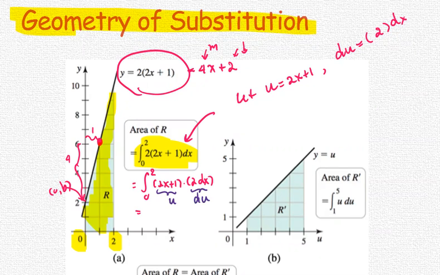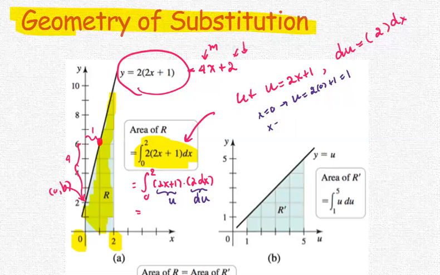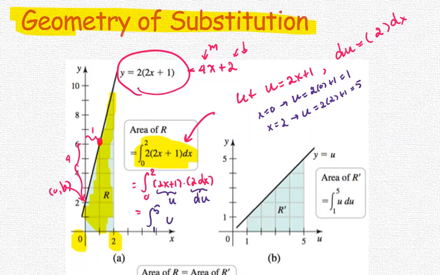Again, lower limit and upper limit, 0 and 2, are x values. That means for x equals 0, u is 2 times 0 plus 1, which is 1. For x equals 2, u is 2 times 2 plus 1, which is 5. Now the new lower limit and upper limit will be 1 and 5. Integrand u with respect to u.